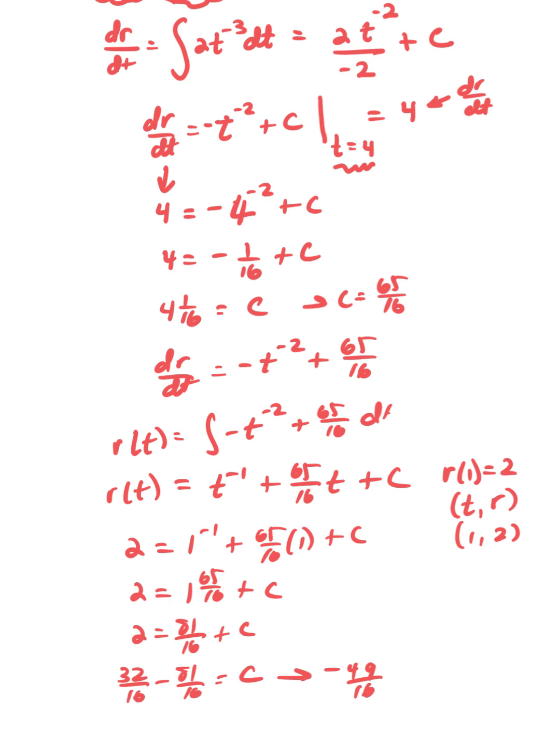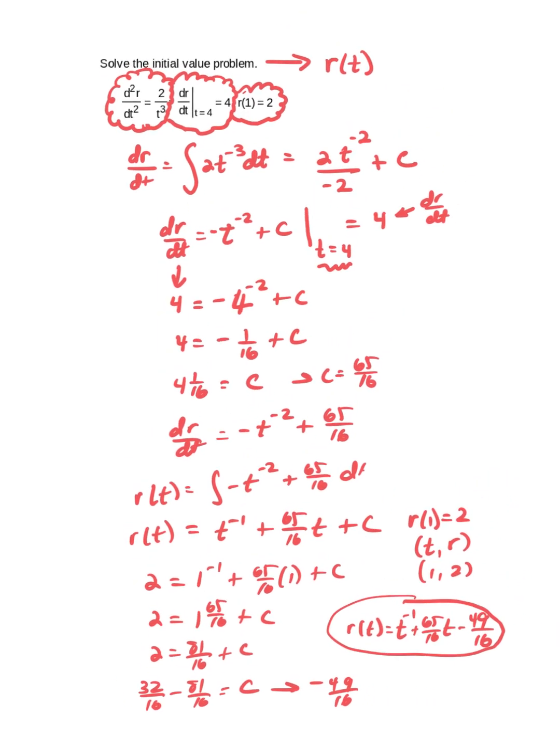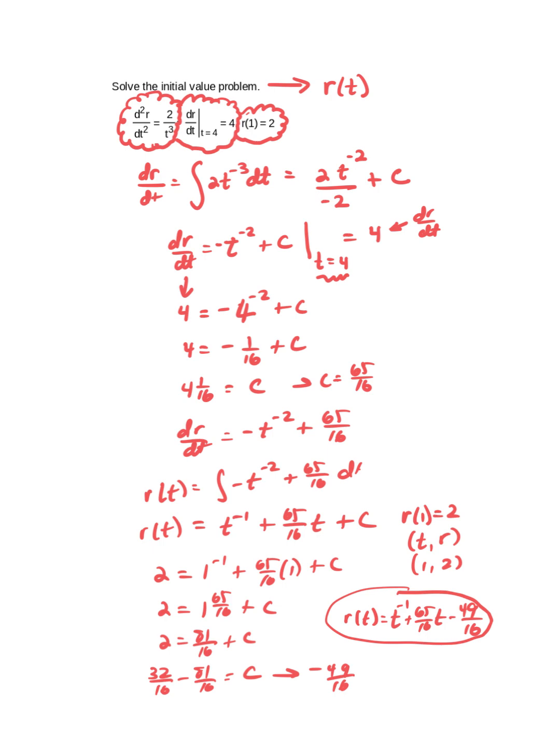And that means that my original r of t must have been 1 t to the negative first plus 65/16 t minus 49/16. Hopefully I haven't made any weird fractional mistakes there. My guess is probably not, considering this problem came from your Pearson MyMathLab. Sometimes the answers are weird.